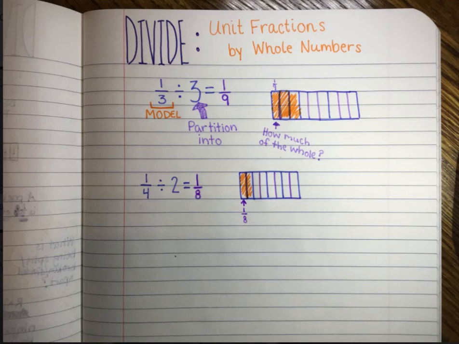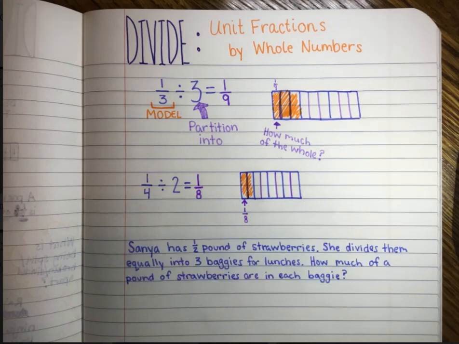So now we've seen it with just equations. Let's take a look at putting that into context, into a real world situation. Here we have an example. It says Sonia has 1/2 pound of strawberries. She divides them equally into 3 baggies for lunches. How much of a pound of strawberries are in each baggie?